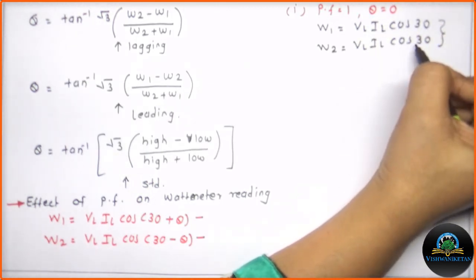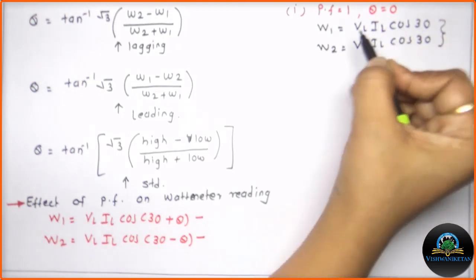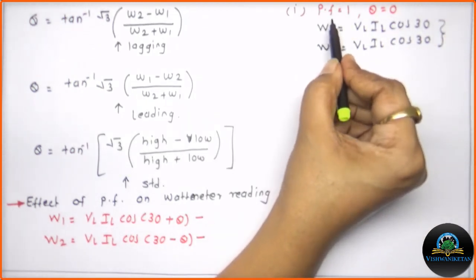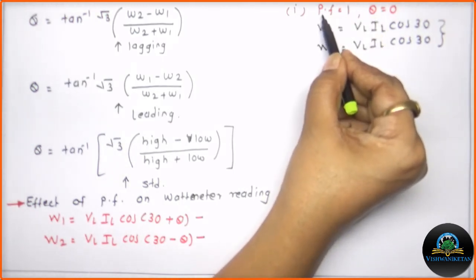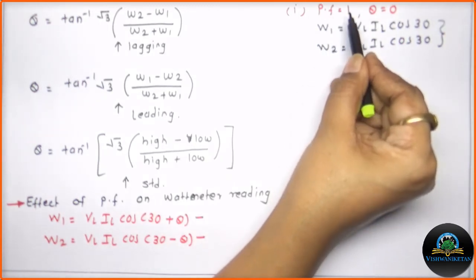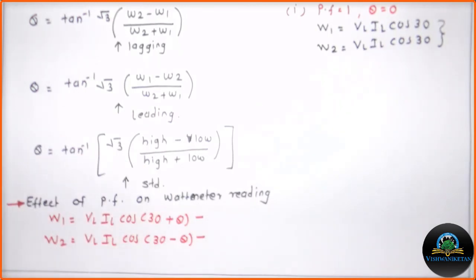And this is the same reading. So if the question is asked in which condition, or what will be the power factor, when both the wattmeters are showing the same reading, our answer should be theta is equal to 0 and the power factor is equal to 1. It means that it is a resistive circuit, or a purely resistive circuit. Let us think about the second condition.